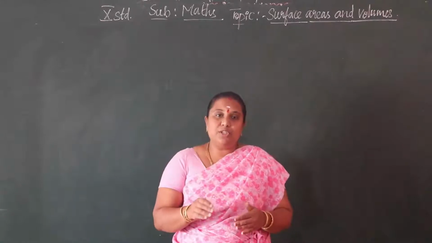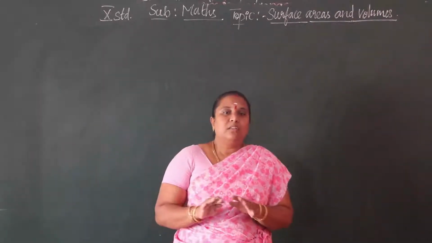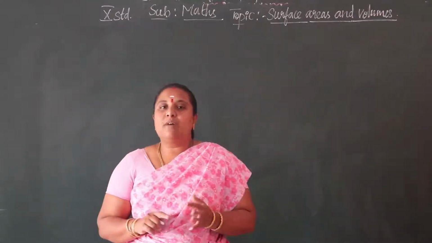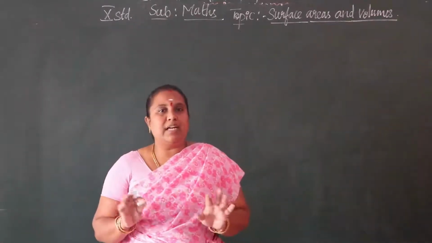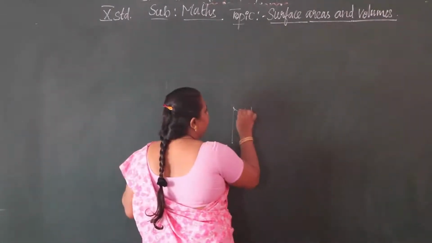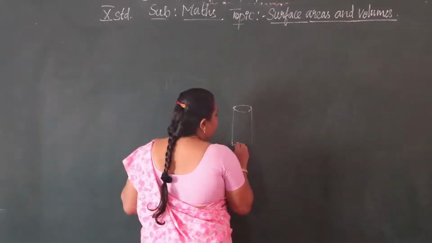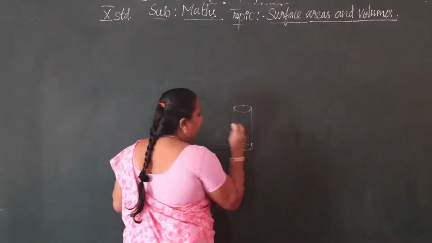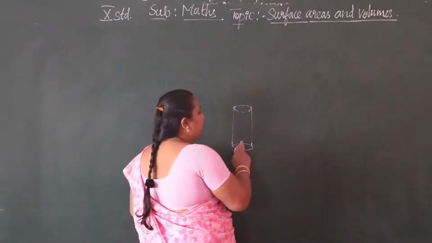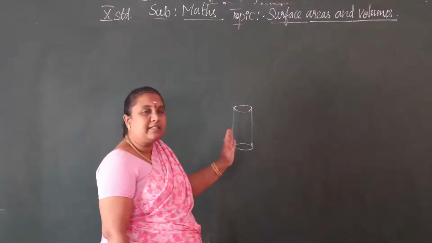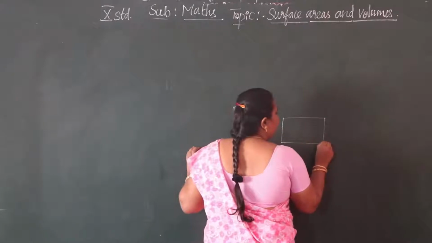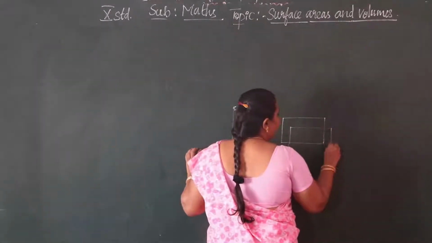If we are changing a shape, there is no change in the volume and area between the two shapes. We have a cylindrical iron rod. This iron rod can change its shape into a cuboidal shape. We have to make it like this, in a cuboidal shape.